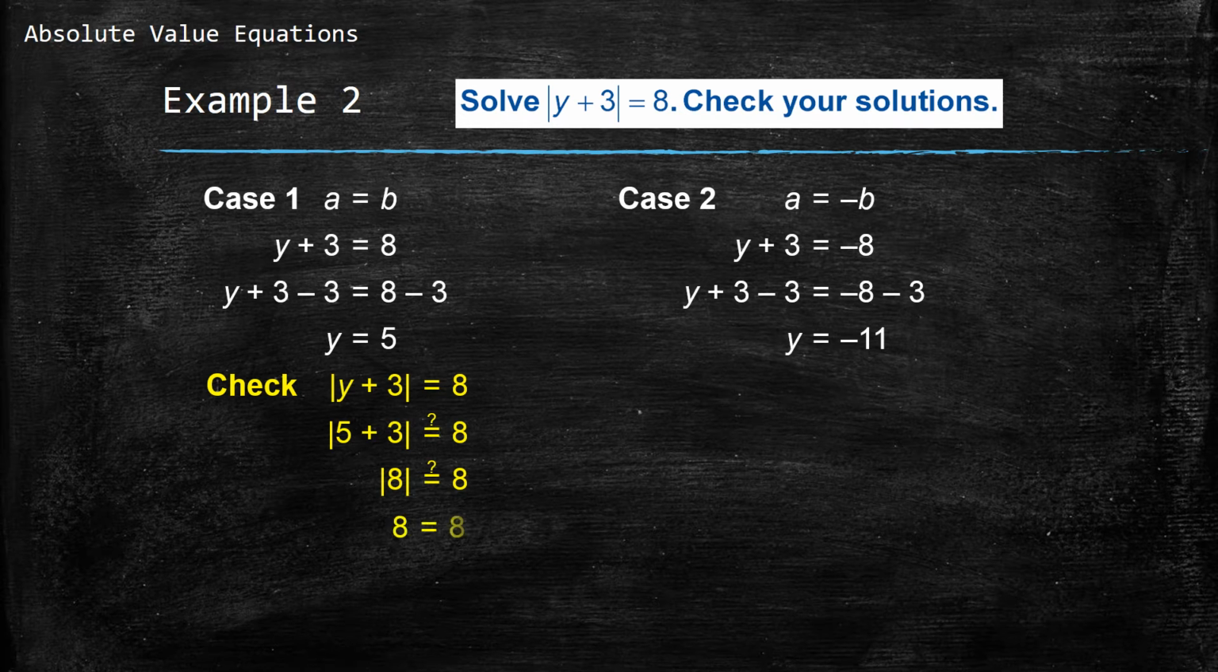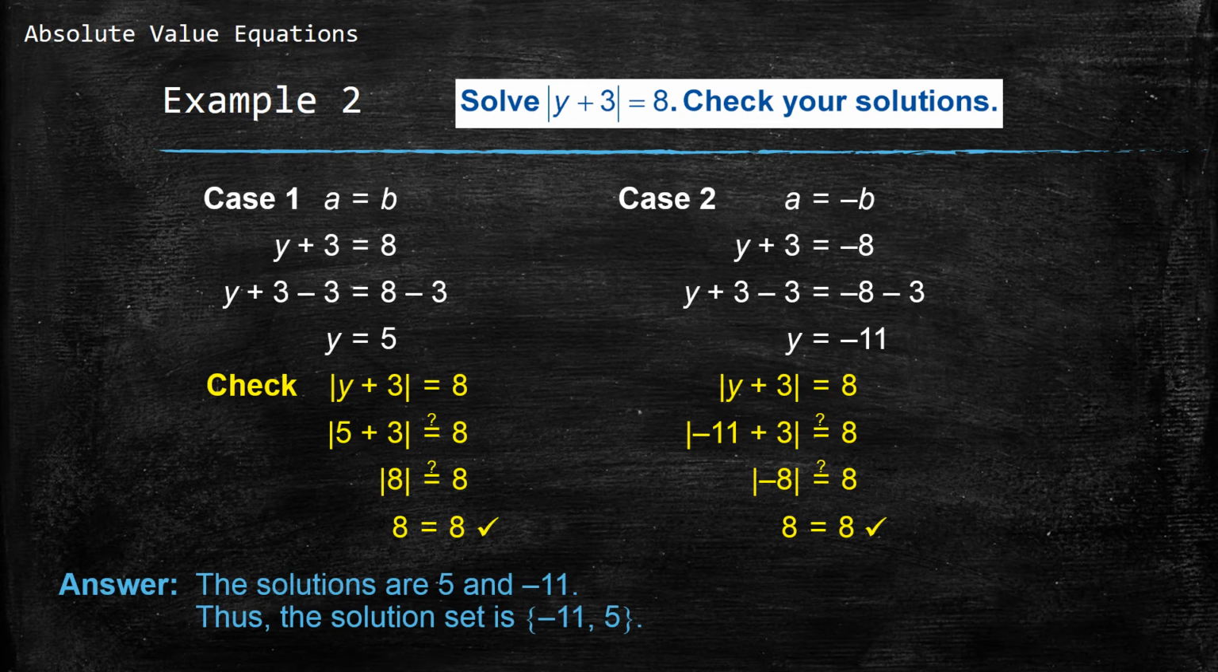Well, the absolute value of 8 is 8, so I know that y equals 5 is a solution to our original equation. Let's check the second answer. I start with the original equation and I plug in -11 for y. I want to know, is the absolute value of -8 equal to 8? It is indeed. So both answers are solutions to our absolute value equation. The solutions are 5 and -11. Thus the solution set is -11, 5.